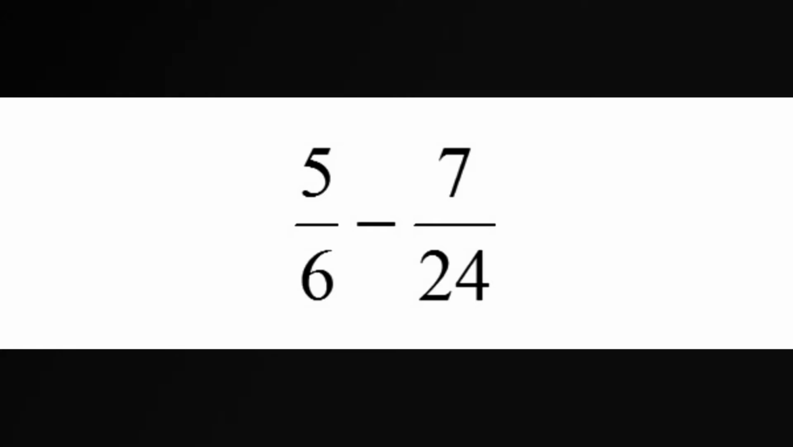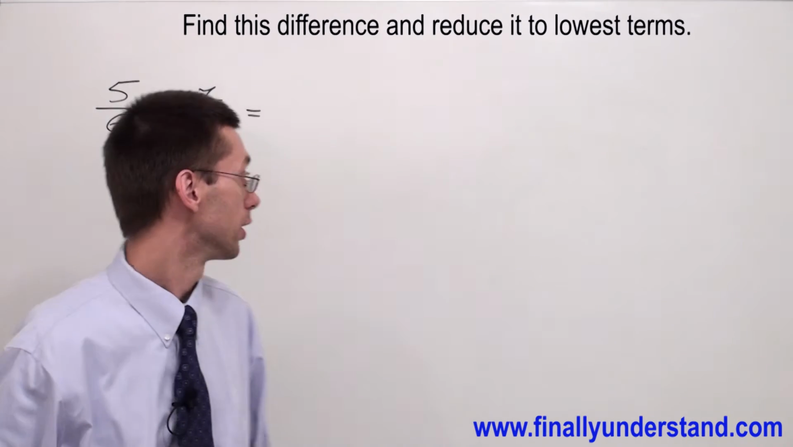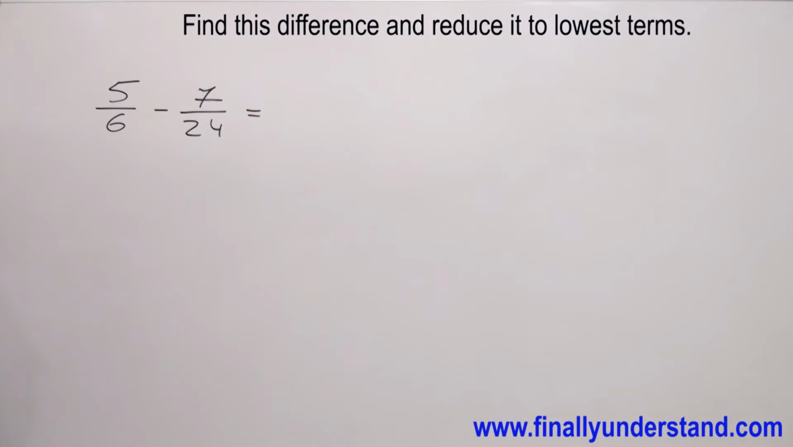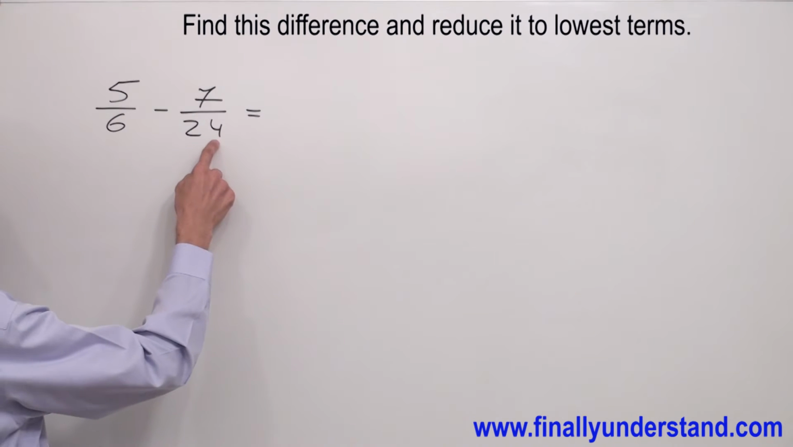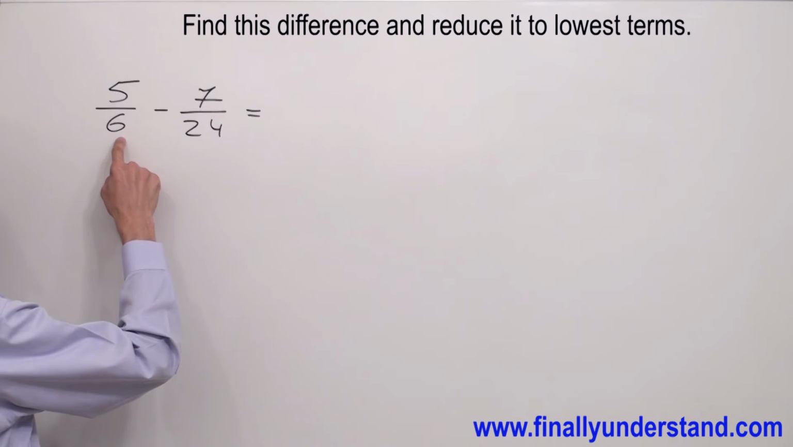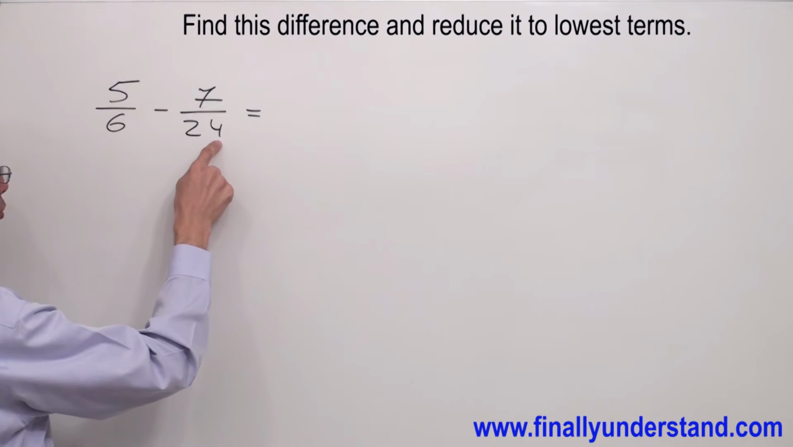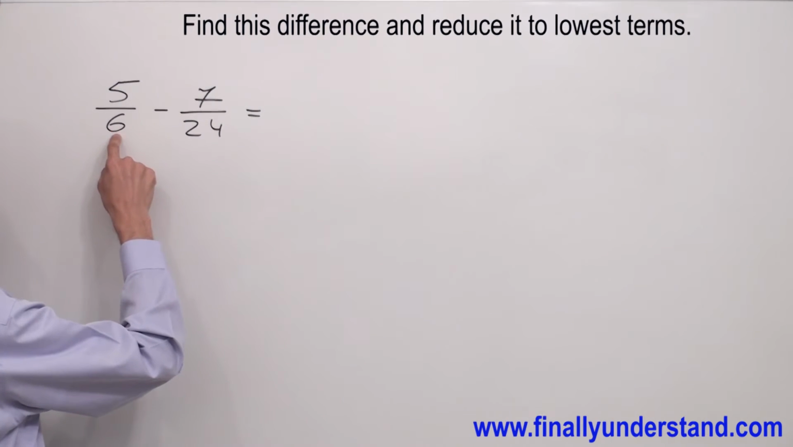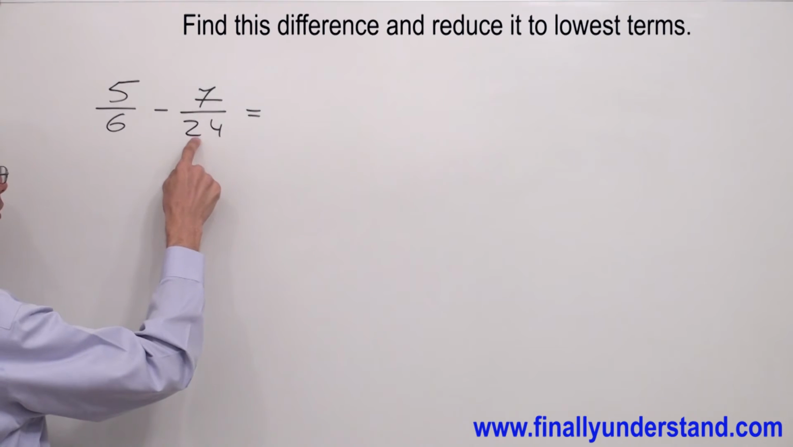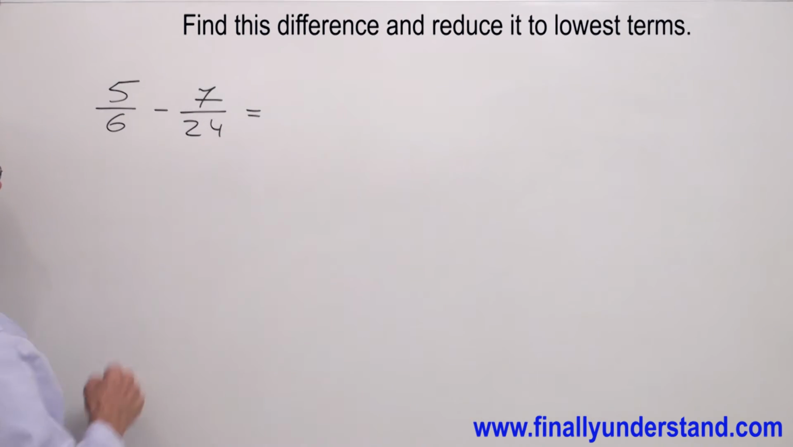Let's take a look at this example. Anytime we want to subtract fractions, we have to find a common denominator. Let's take a look at these two denominators. I have 24 and I have 6. Please notice that 24 is evenly divisible by 6. So I can say that 24 is a perfect common denominator for these two fractions.